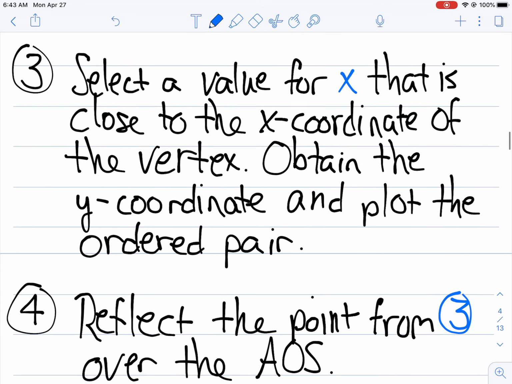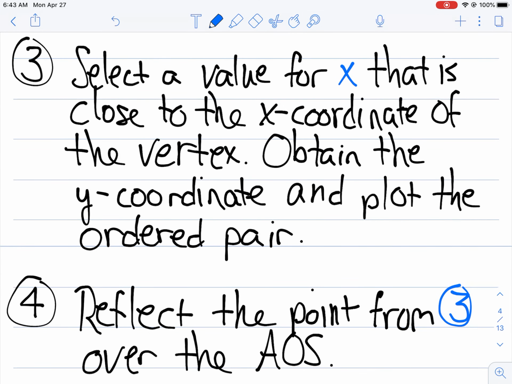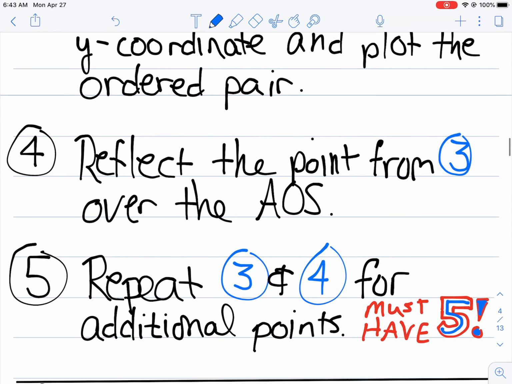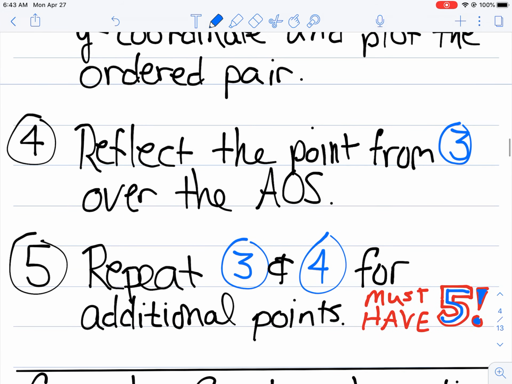Okay, and then here's where it gets a little more interesting. Step number 3, you're going to select the next value like we did, that's really close to the x-coordinate of the vertex. All right, you're going to obtain the y-coordinate, plugging in the x-coordinate, solving for y into your equation. Okay, and then plot that ordered pair. And then you're going to reflect that ordered pair across the AOS, the axis of symmetry. Okay, like we did. Finally, repeat steps 3 and 4 for another pair of points, and then you have your 5. Okay, and you have to have 5 points on your graph.